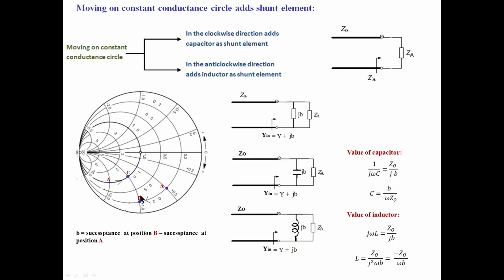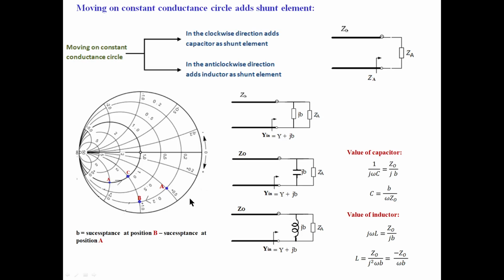So if you move on the conductance circle, a shunt element will be added. You should keep it in mind. Here I have written moving on a constant conductance circle. In the clockwise direction, it adds capacitance in shunt. In the anti-clockwise direction, it adds an inductor as a shunt element like this, and the values will be calculated like this. This is the equation. So now we can find the values of the capacitor or inductor added.